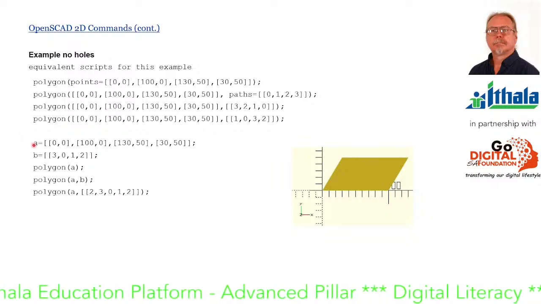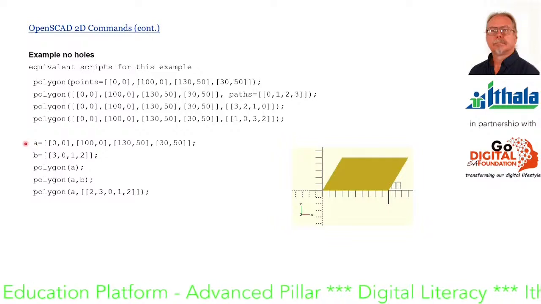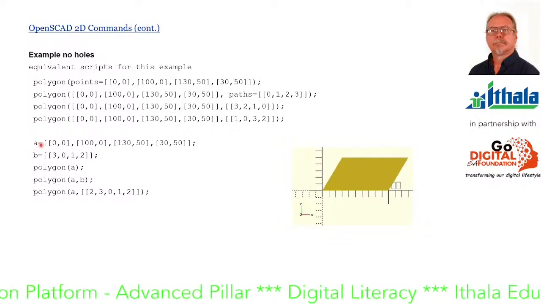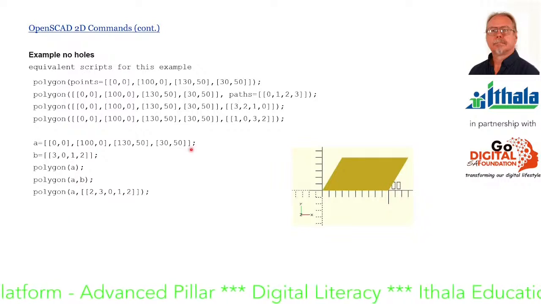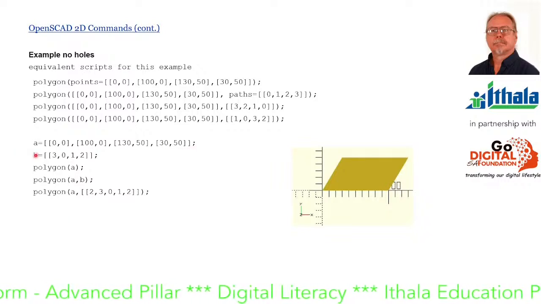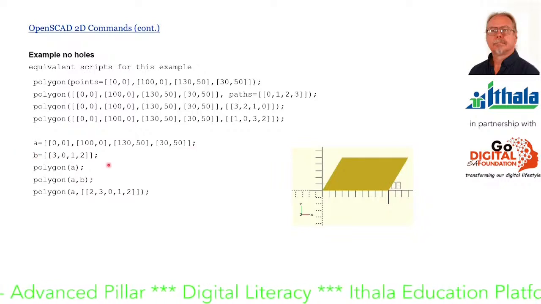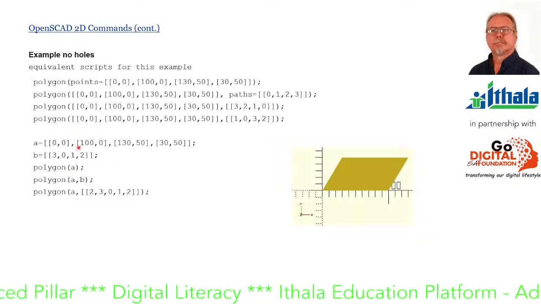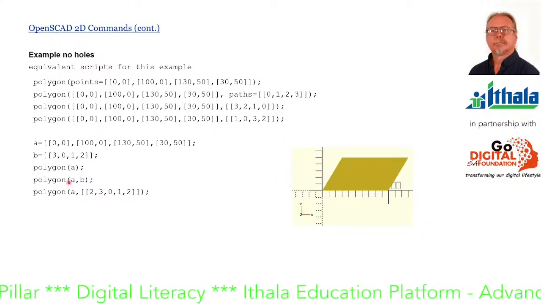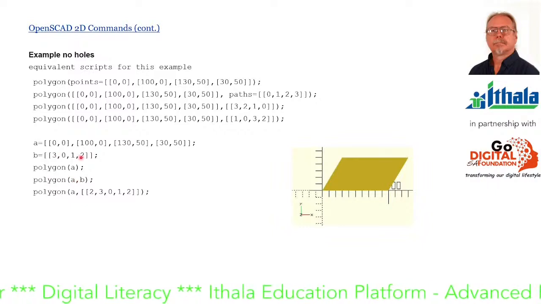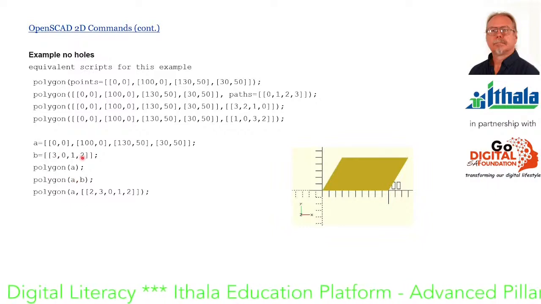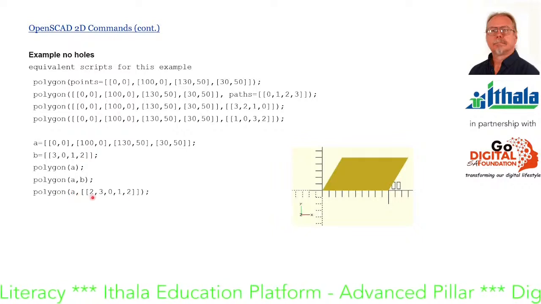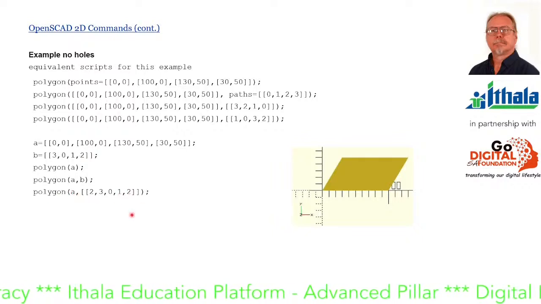Okay, and here we're using variables. In OpenSCAD, you create a variable by giving it a name and setting it equal to something. So here we're making a equal to this set of vectors, and we're making b equal to that set of vectors. So we can say polygon A. So A is our set of points. Polygon A comma B, where B is now our path. And we can also mix it, so we can have polygon A and then specify the path.